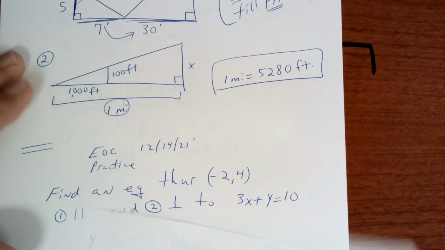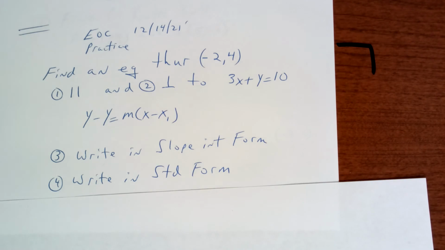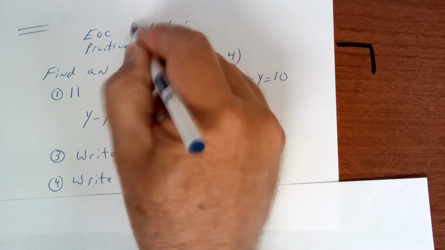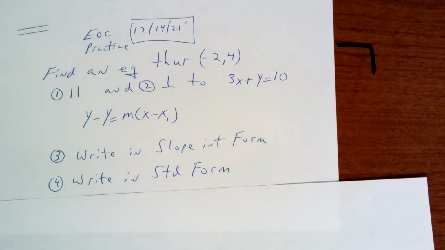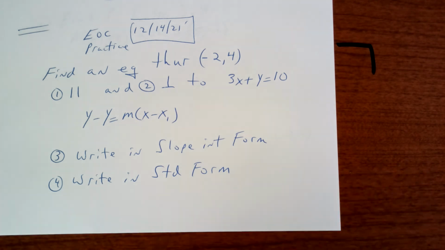All right, on a new sheet of paper, put this down. You're going to turn this in as well. Make sure you put a date on there, right here, okay? All right, so it says find an equation through that point parallel and perpendicular. This is definitely on the EOC. So if you want your grade to go up, your score, this is the way to do it.